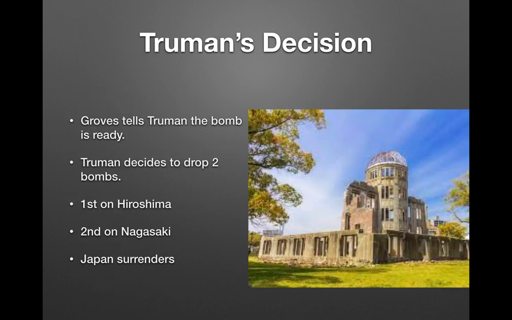Now, Truman's decision, and we're actually going to look at all this in class because there's so much. Groves tells Truman the bomb is ready. Truman decides to drop 2 of them. The first one will be on Hiroshima. Now, this is the bomb memorial. This is one of the buildings that remains standing. And so there's a lot of things there. The second will be on Nagasaki. After that, a week later, Japan will surrender.